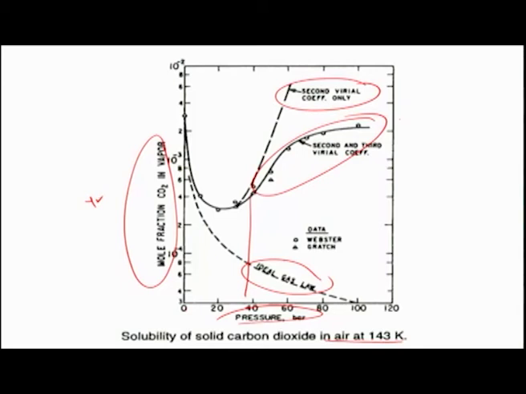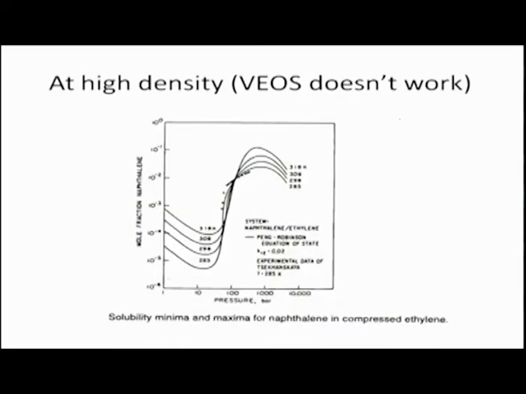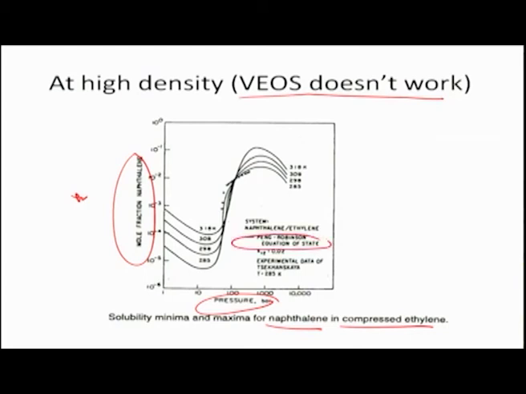In addition, you can also see very unusual cases such as a maximum and a minimum in the solubilities. So, this is the case of naphthalene in compressed ethylene at different temperatures, and this is the mole fraction Y2 as a function of pressure, and the virial equation of state in this case does not work. If you had used this, it will fail. The data are limited, but if you had used the Peng-Robinson equation of state, then it captures this as well and shows that there is a maximum and a minimum solubility which depends on the pressure.